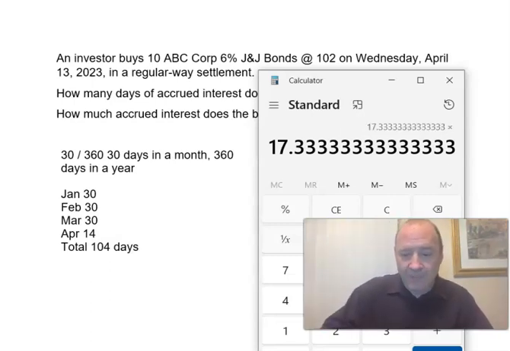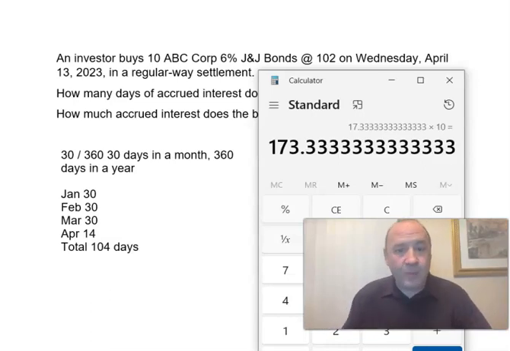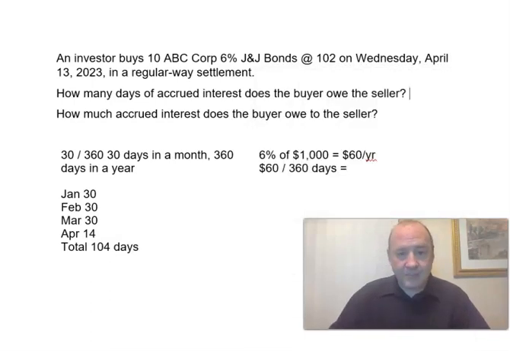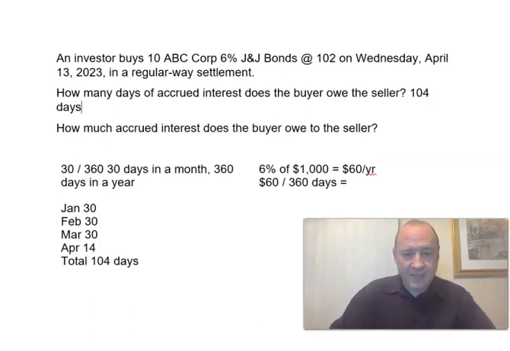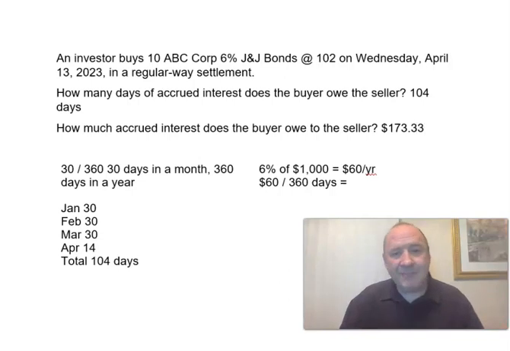So we'll multiply that by 10, and now I have to round to the nearest penny: $173.33. So the buyer owes the seller 104 days' worth of interest, and that works out to, with 10 bonds, $173.33. And that's how we do it.